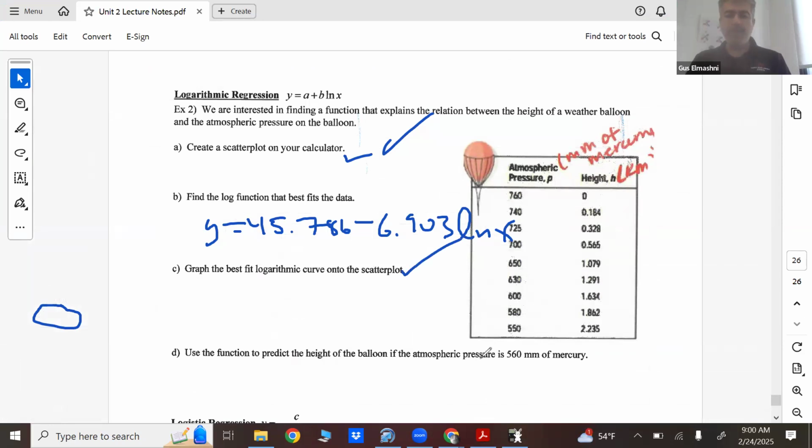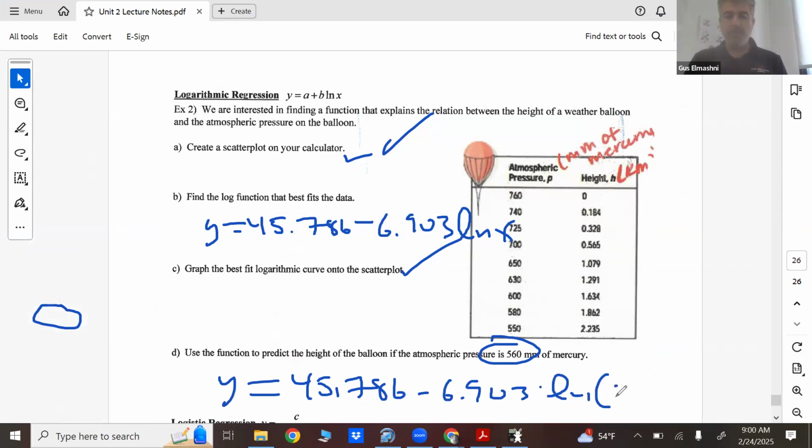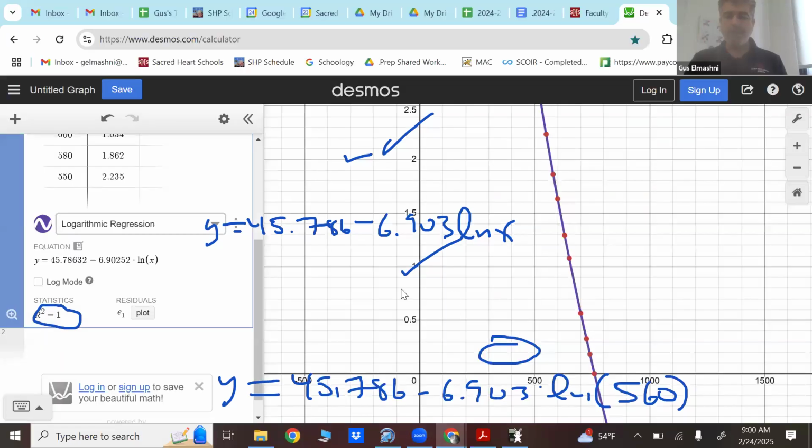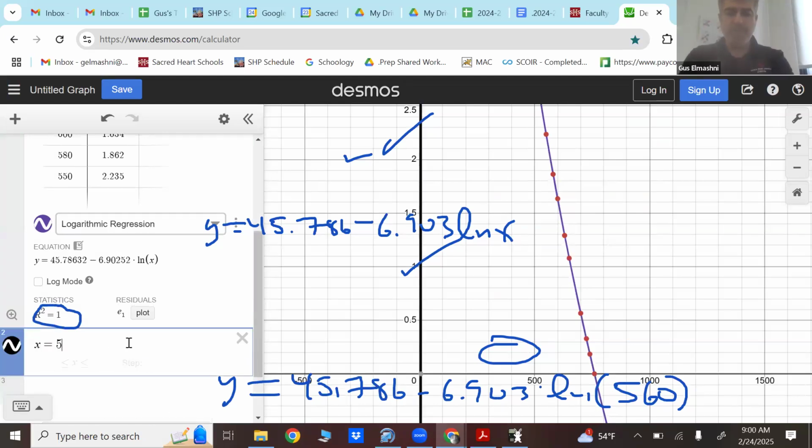Use it to predict the pressure at 560. So x is, sorry, the height at 560. So 45.786 minus 6.903 times natural log of 560. And actually, when you're in Desmos, you can type in x equals 560 and find a point of intersection. What's the height?